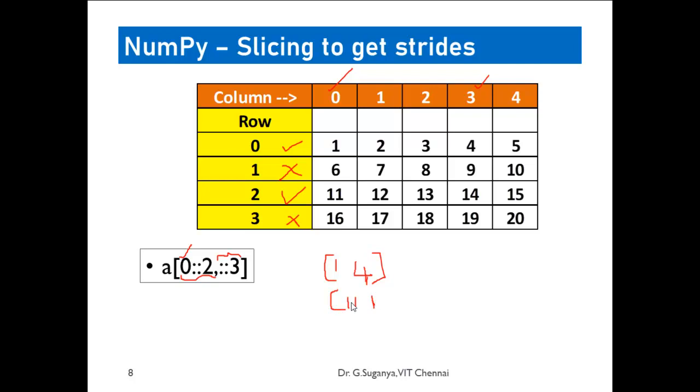It should print 11 followed by 14, correct. Okay, so both should be included as a part of a list. So that is what is called striding.